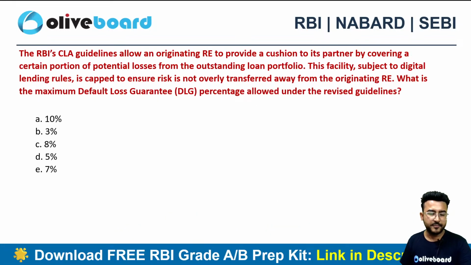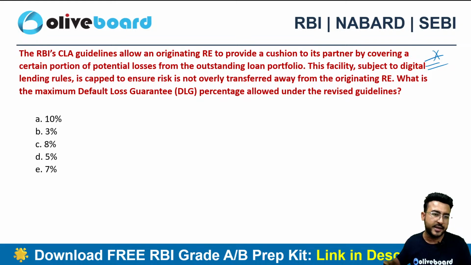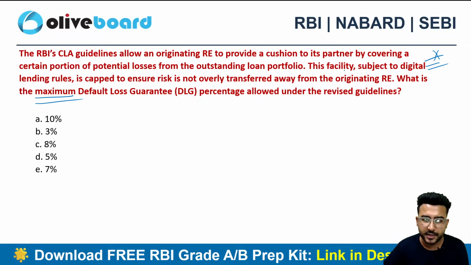Next one. This is from the RBI circular. Again, it can be important. For those who are consistently watching the finance current affairs series, this will be a cakewalk for you all, right? This is regarding the default loss guarantee as per the RBI CLA co-lending arrangement. Now, can you guys tell me the default loss guarantee here? Maximum default loss guarantee allowed as per the revised guidelines.